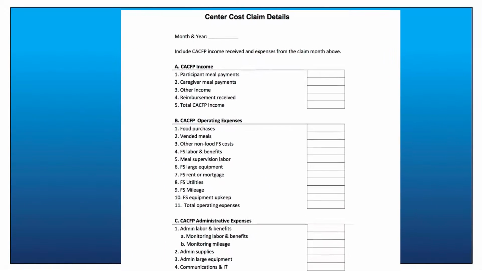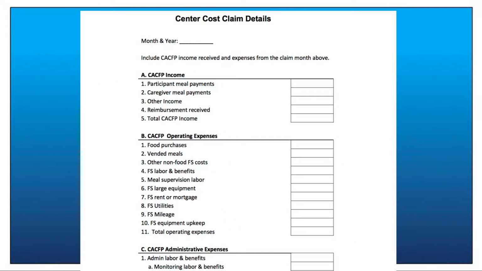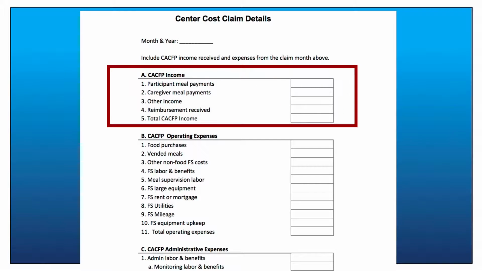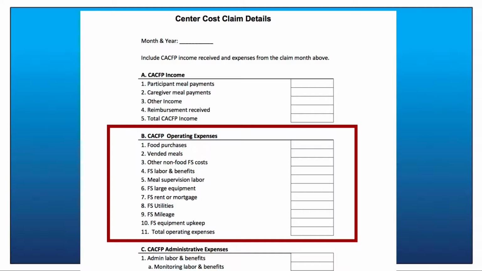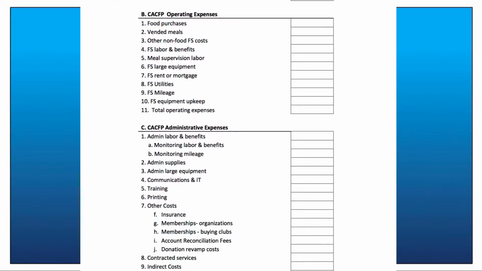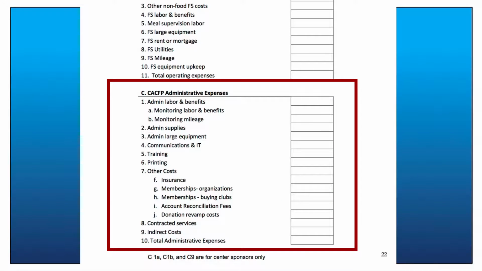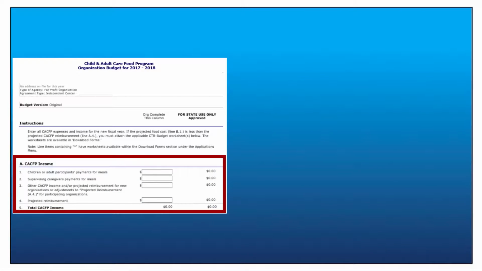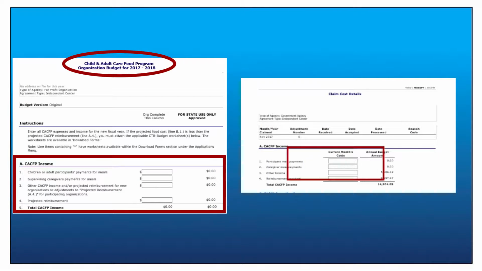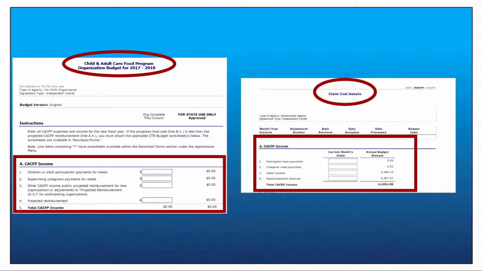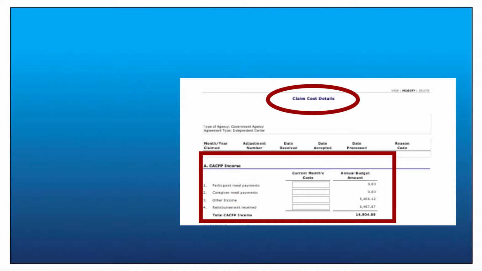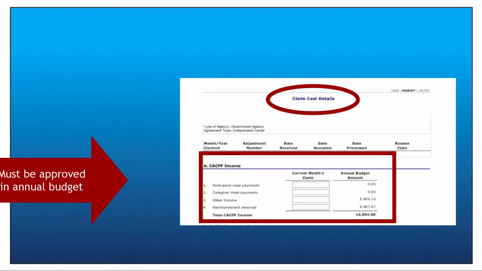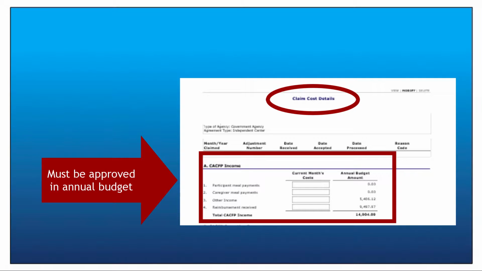The purpose of the report is to show how you spent your CACFP reimbursement. It includes places to report CACFP income, CACFP operating expenses, and CACFP administrative expenses. Line items in the annual budget match line items in the cost claim details. All line items submitted on the cost claim details must first be approved in the annual budget.